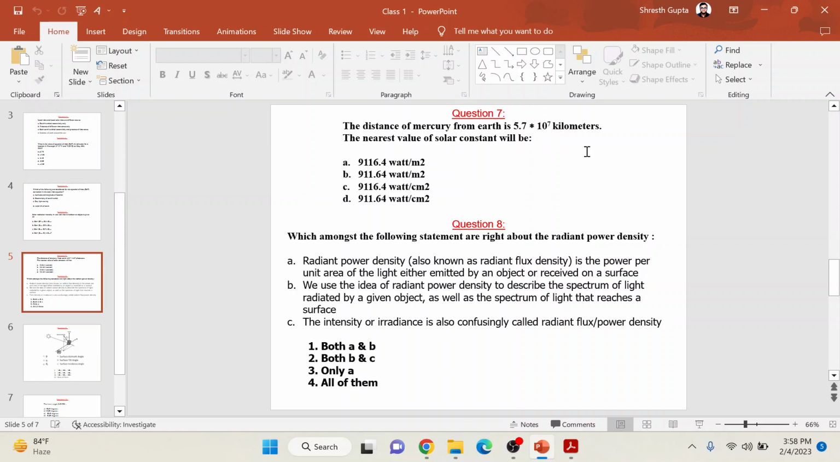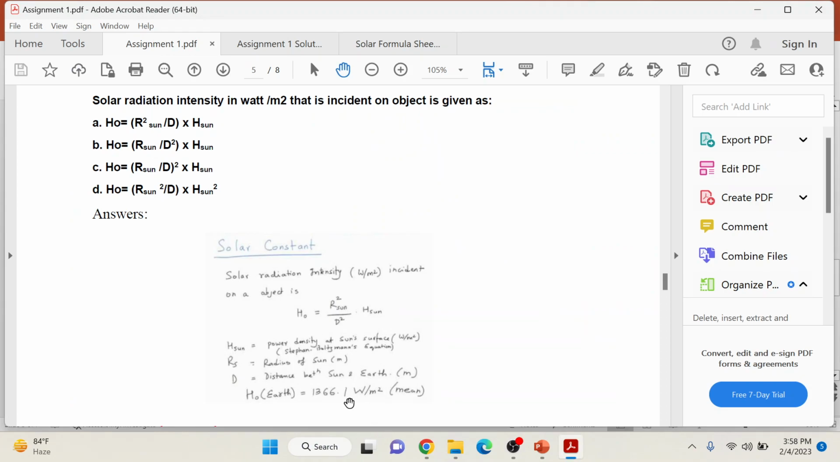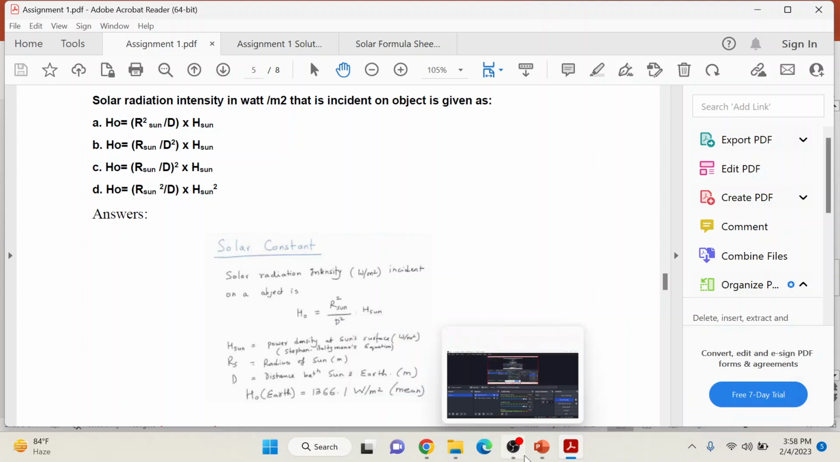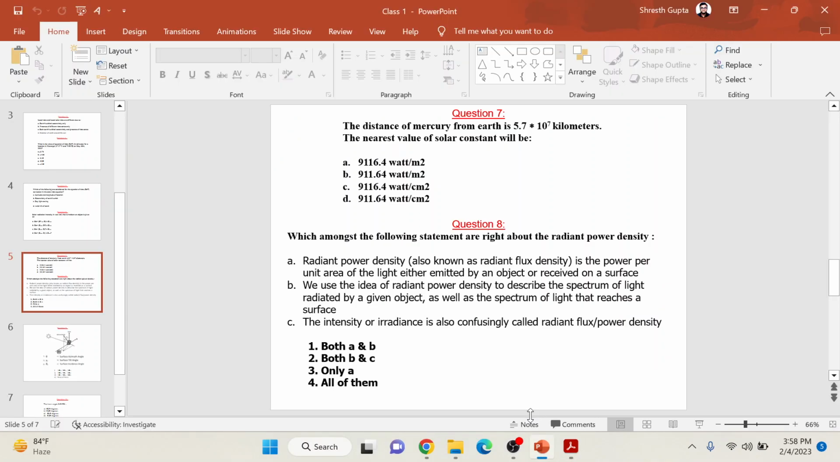So one thing is sure, that the value of H naught of Mercury will be nearby, in between 6 to 7 times the value of Earth. We know the value of Earth was 1366.1. So if we make 6 or 7 times of this, it will come around 9000 something. In the options, we nowhere have any value around 9000 except option A, right? So the feasible option is 9116.4 watt per meter square.